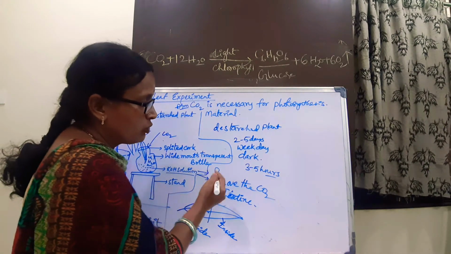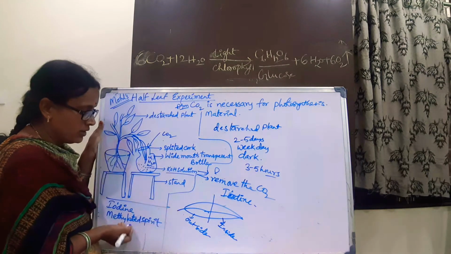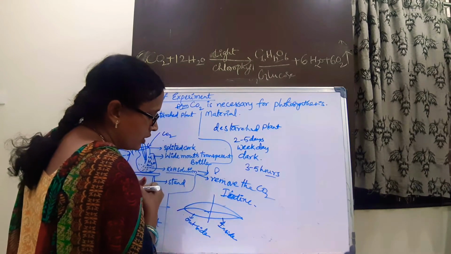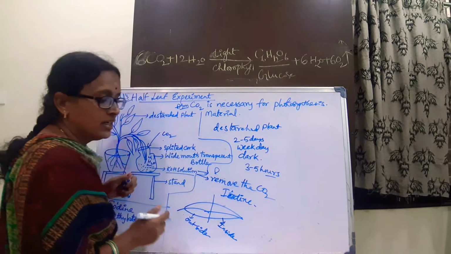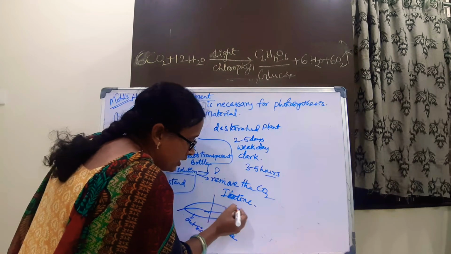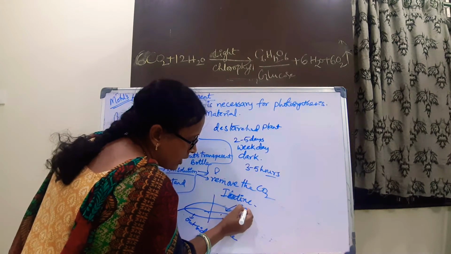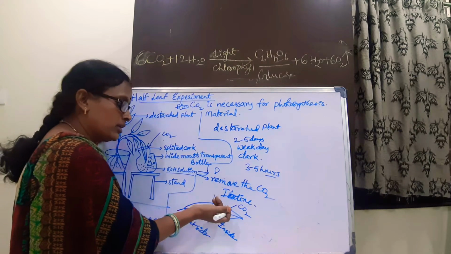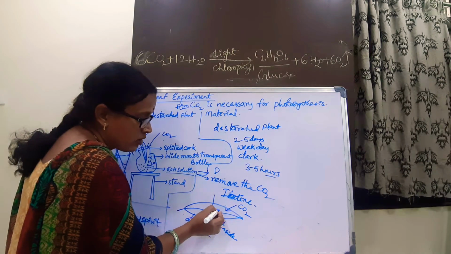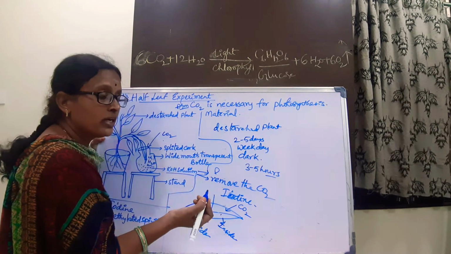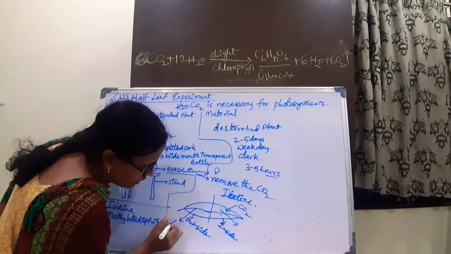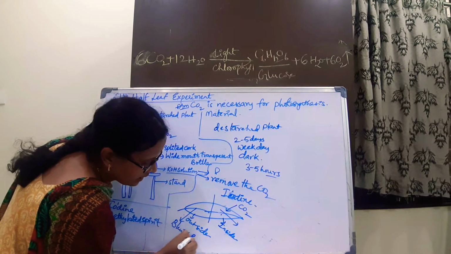After 3 to 5 hours we remove that leaf and boil it in methylated spirit. Then we add the iodine test. When you add the iodine, what is happening to the leaf which is present inside? It is due to lack of carbon dioxide. No carbon dioxide is there, but chlorophyll is there, light is there, and water is there, but not carbon dioxide. So it can't prepare food materials. How can you say, madam? It won't give the bluish black color. Only the outside will give the bluish black color.